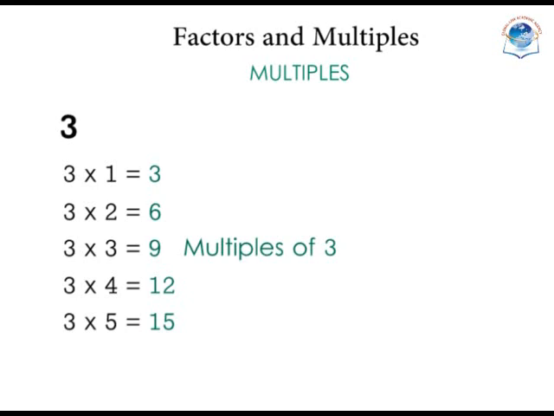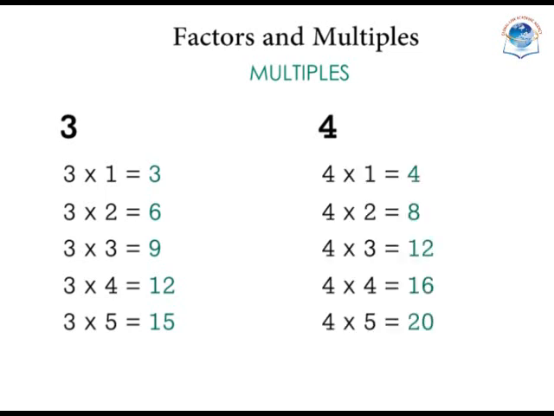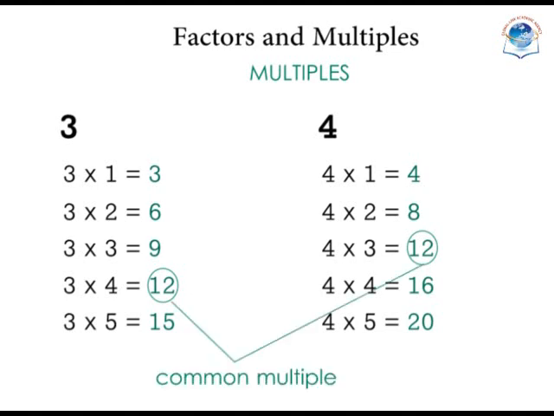Any number has an infinite number of multiples. If we take 4, 4 times 1 is 4. 4 times 2 is 8, 4 times 3 is 12, 4 times 4 is 16, and 4 times 5 is 20. The number 12 is both a multiple of 3 and 4. We say it's a common multiple of 3 and 4.